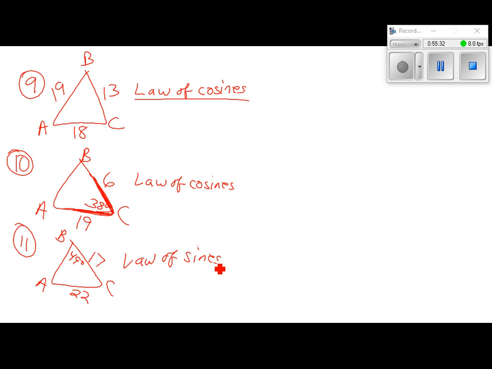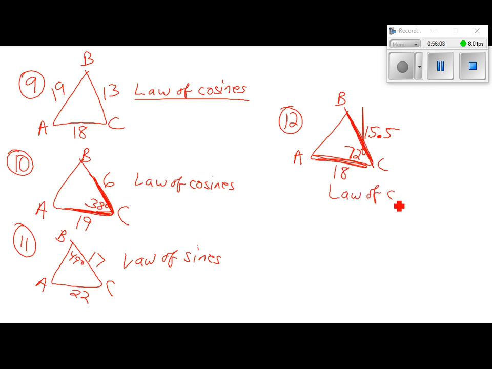Same thing for 12. Same picture, A, B, and C again. What'd they tell us? Little a is 15.5. So is that left, right, or bottom? Right. Little b, which is the bottom, is 18. And the measure of angle C is 72. So you got this side, you got this side, you got the angle in between them, so law of cosines.